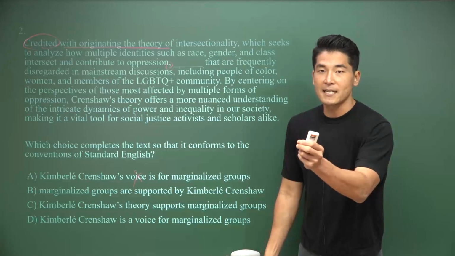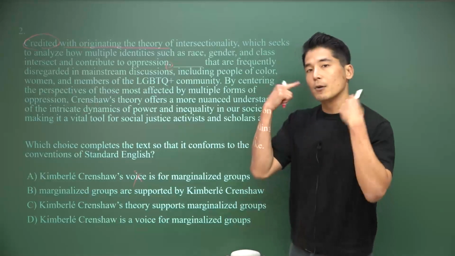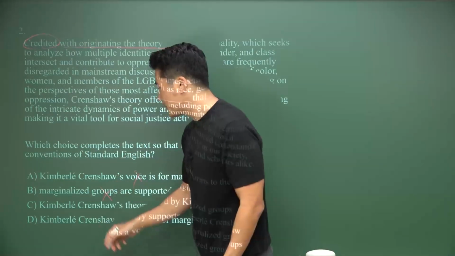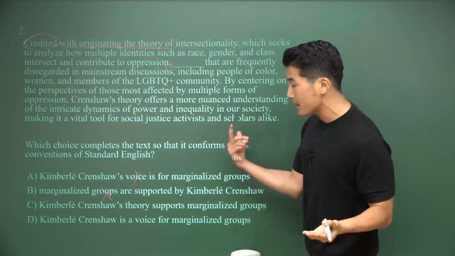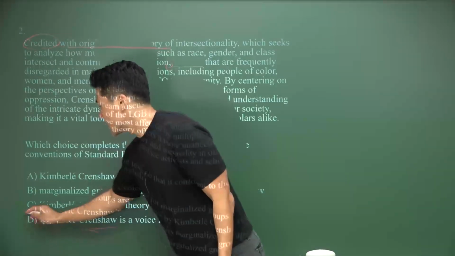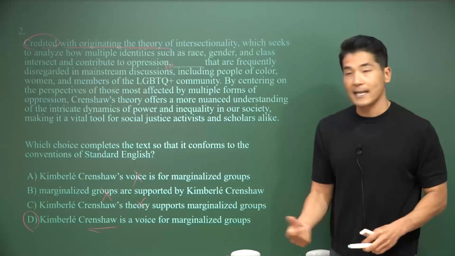How can a voice be credited with originating a theory? It makes no logical sense, right? Same thing with these groups. It's not the groups that are credited with the theory, it's actually Crenshaw, right? So this is why D is going to be the correct answer, right?